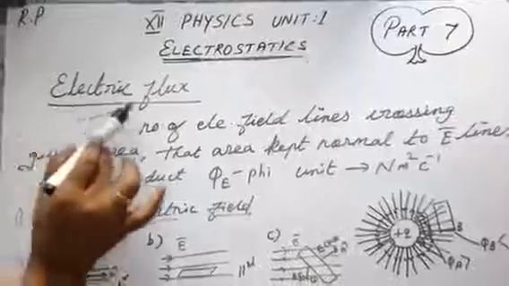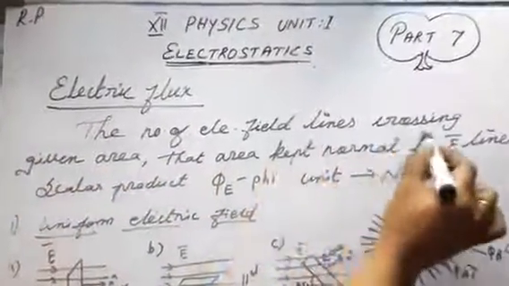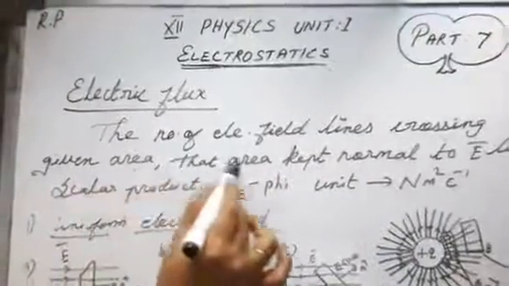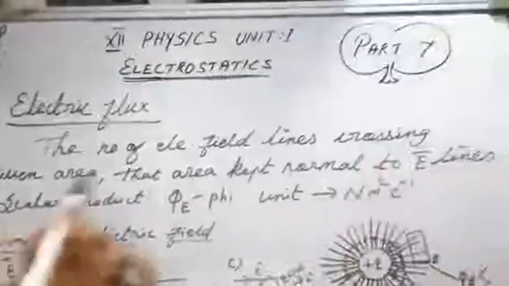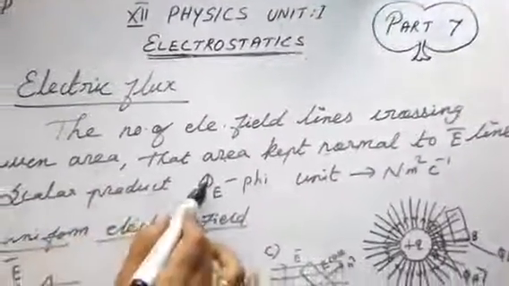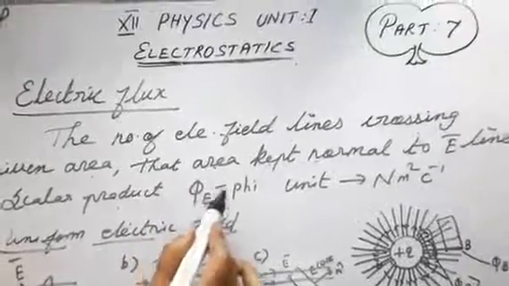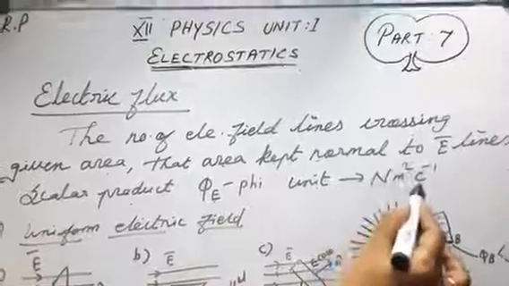Electric flux: the number of electric field lines crossing a given area, with that area kept normal to the electric field lines, is known as the electric flux. This is a scalar product and is represented by the letter phi E. Its unit is newton meter squared per coulomb, N m² C⁻¹.